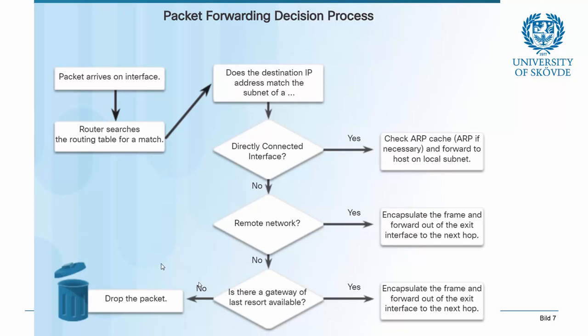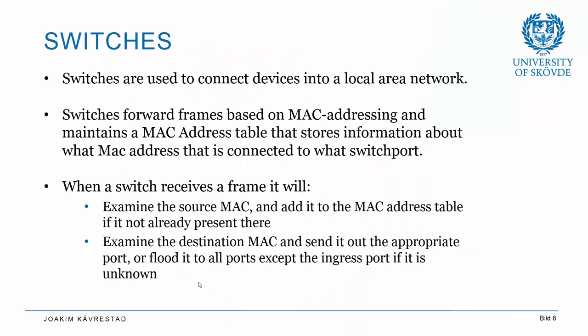We handled this in about, this is like one full CCNA course worth of information, perhaps not really, but this is very condensed. So we're leaving the routers now and we're moving on to switches. And switches are used to connect devices into a local area network. Switches forward frames based on MAC addressing and maintain a MAC address table that stores information about what MAC address is connected to what switch port.